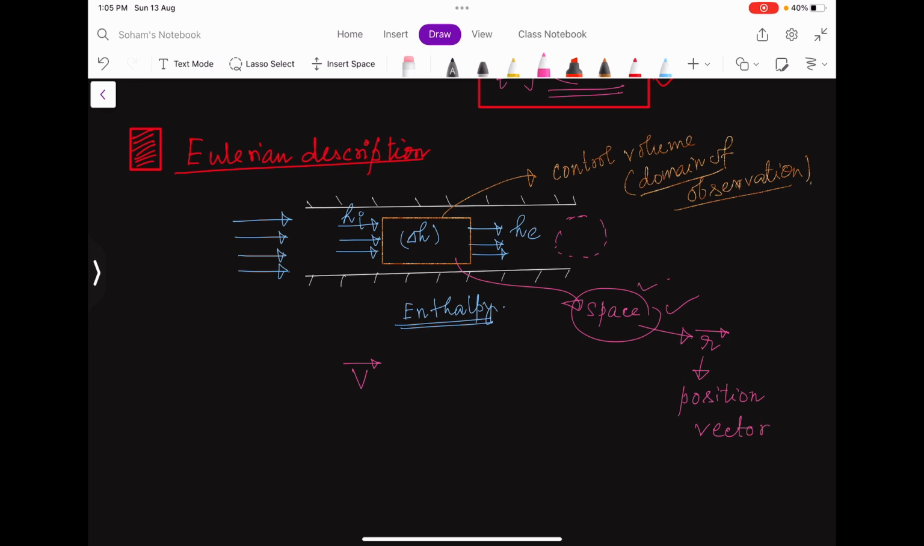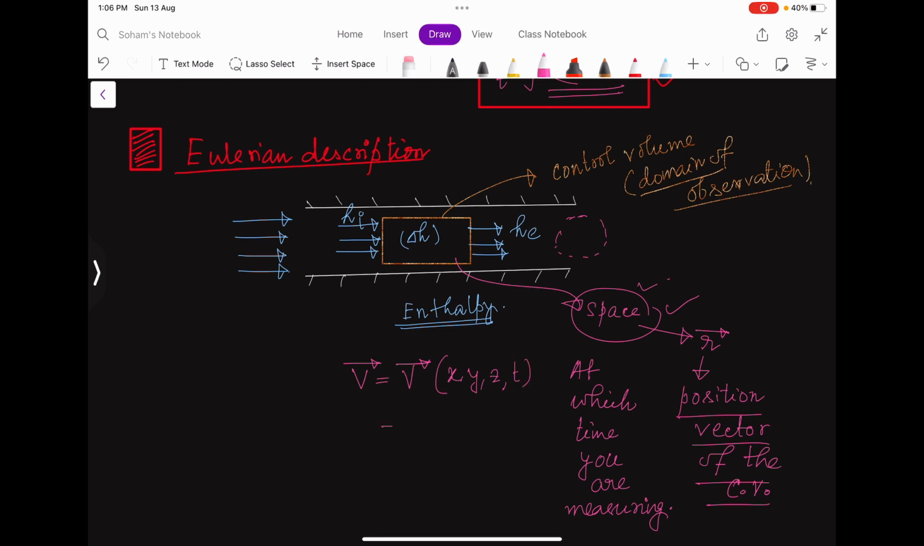vector of the control volume, and also at which time you are measuring. So that means this v should be a function of x, y, z comma t, or that is nothing but r comma t.